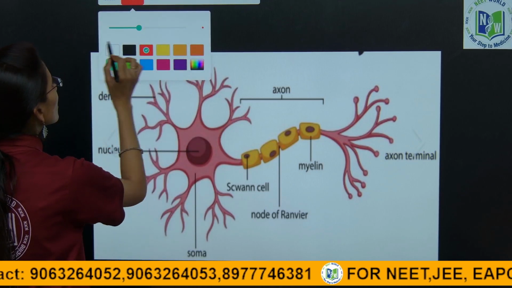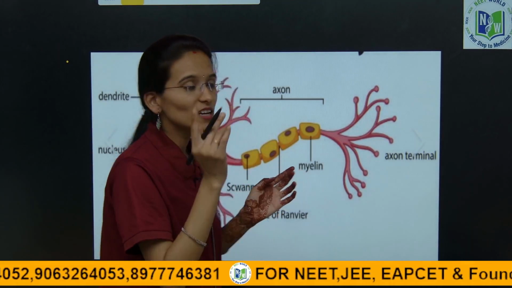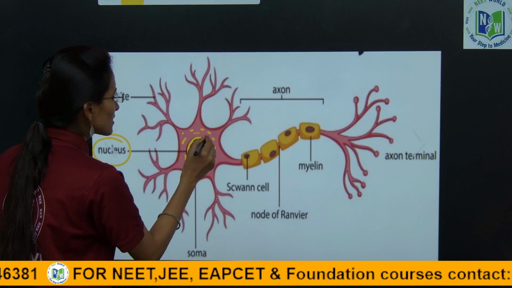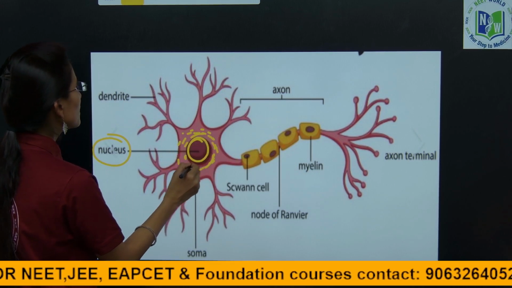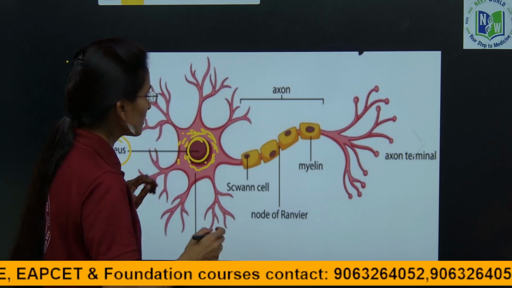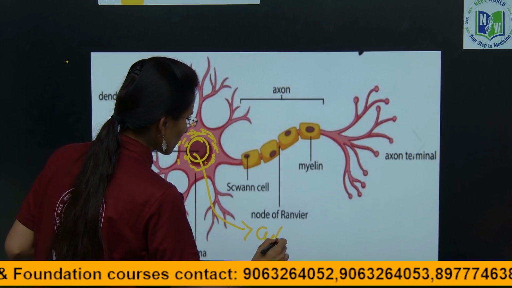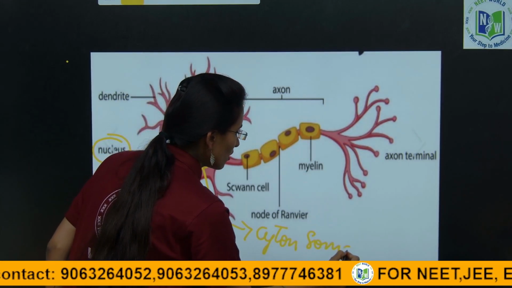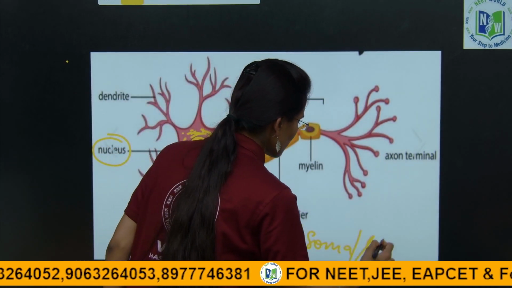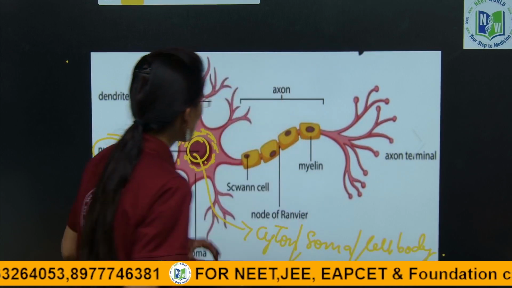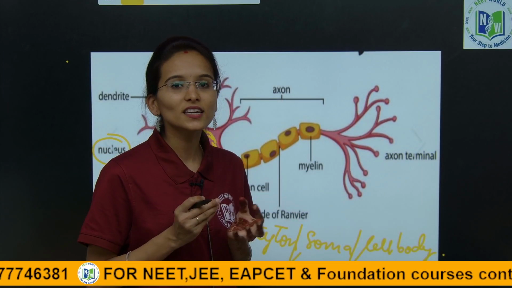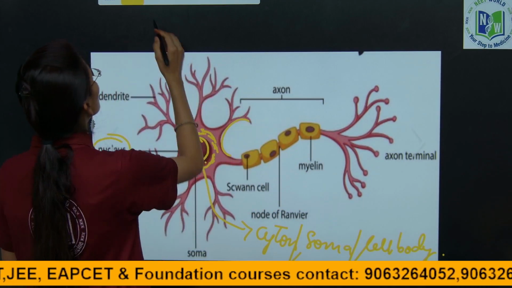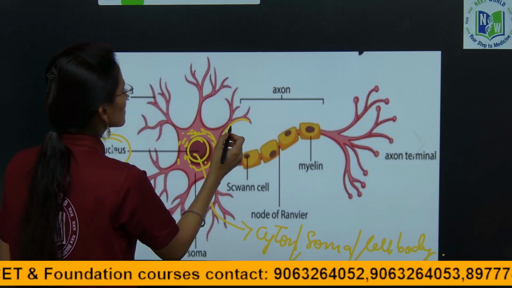So the neuron contains a single nucleus. This is the nucleus, and it is filled with the cytoplasm. This portion is called the cyton, or soma, or sometimes the cell body. This central portion is called the cyton. It is filled with cytoplasm and contains the single nucleus, and from the cyton many small branches arise.